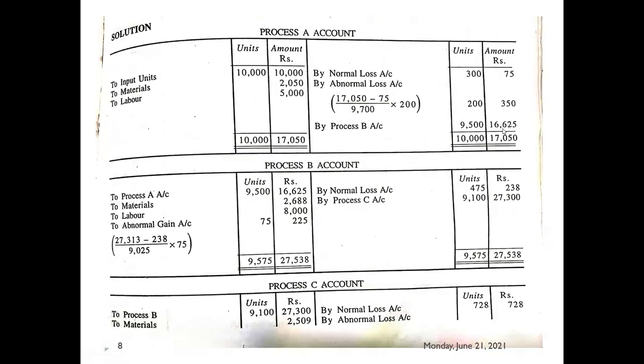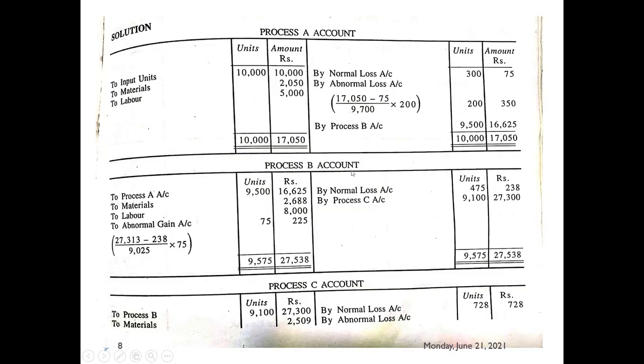16,625. So per unit 1.75. So in the process B account, in brackets you write at the rate of rupees 1.75 per unit. Now let's check: 1.75 into 200 will be 350. That means it is correct.